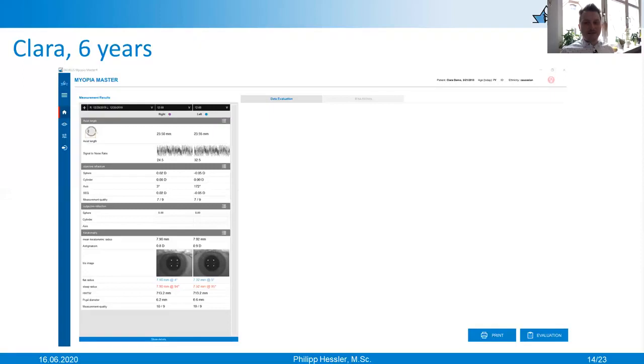And if we look at the values, we see in the refraction 0 diopters. So what do you think? Perfect, right? And no, this is absolutely not perfect at all. 0 diopters at the age of 6 is not normal at all. At this age, we would expect a slight hyperopia.